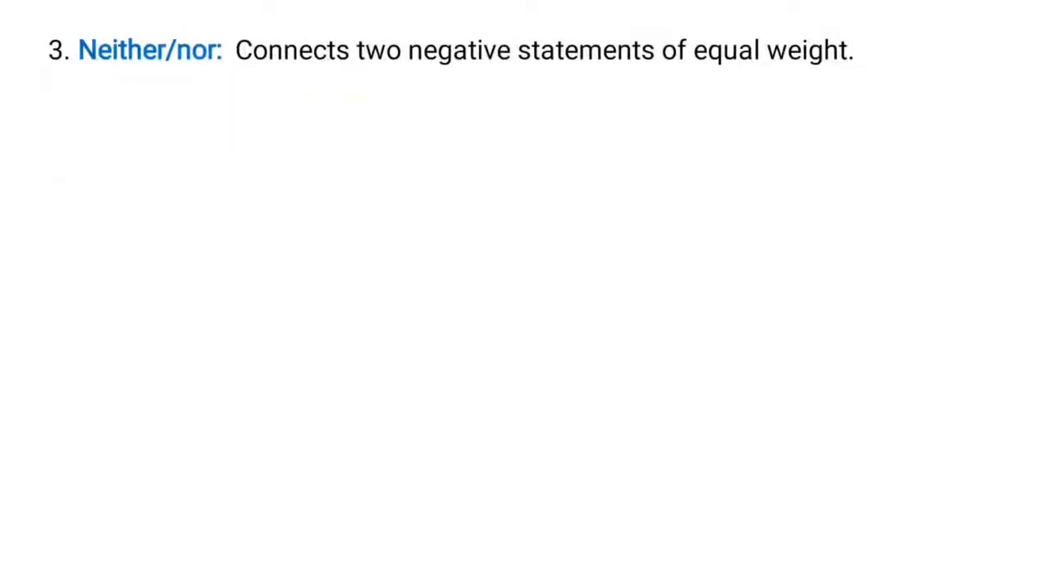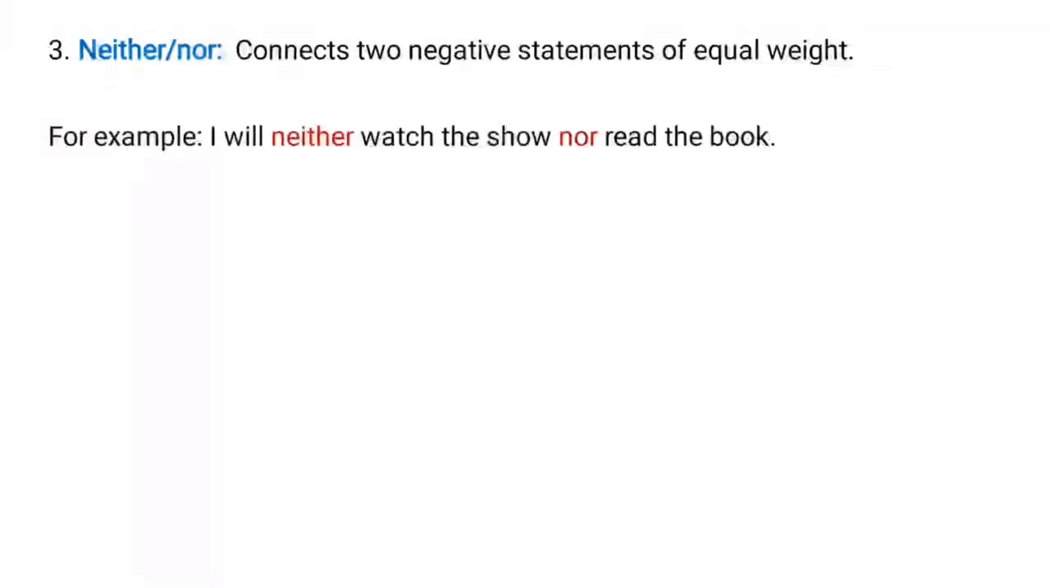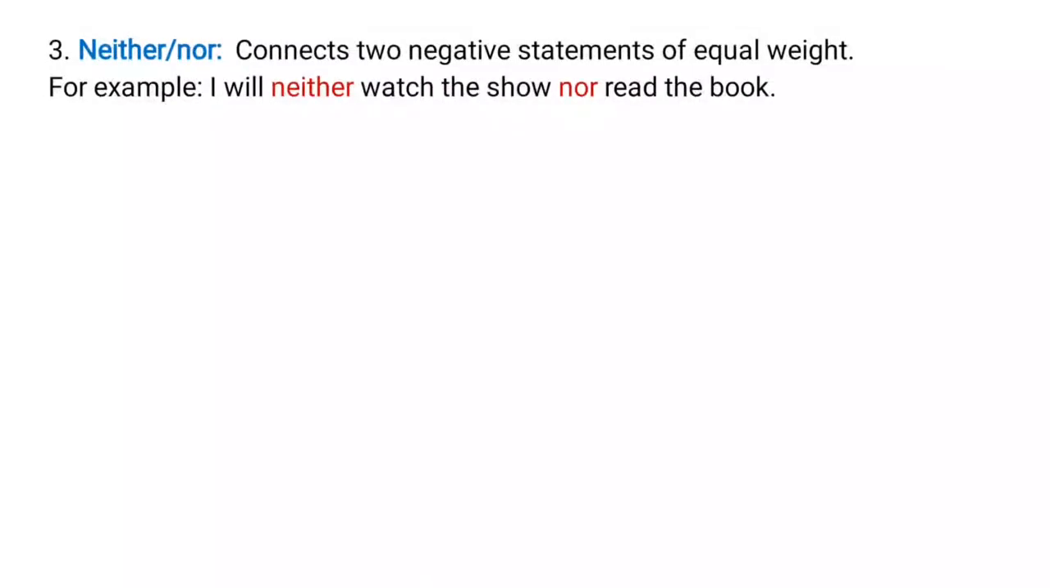Let's take one more example. Neither nor. Now, this pair of correlative conjunction is used to connect two negative statements of equal weight. Let's look at this example. I will neither watch the show nor read the book. Here, we are using these two conjunctions to connect these two statements. Neither watch the show nor read the book. And that is why these two are of equal weight, because we are joining two negative statements. And moreover, we are talking about two phrases.